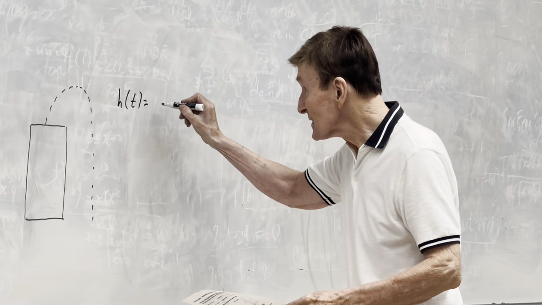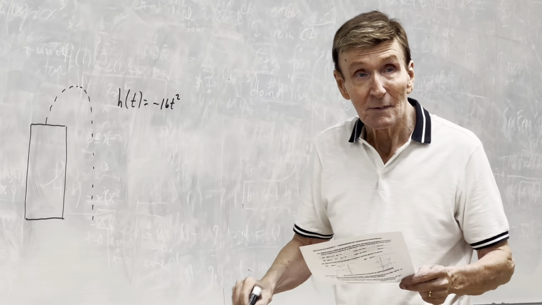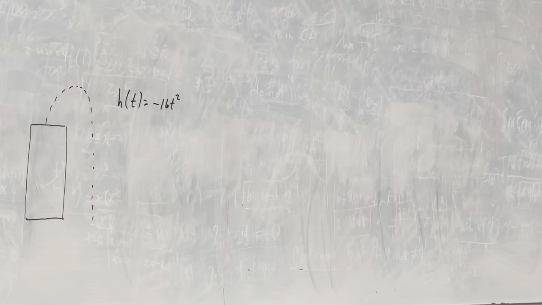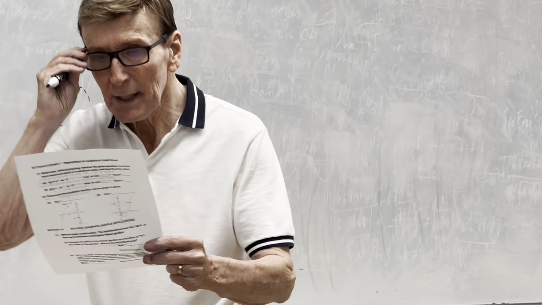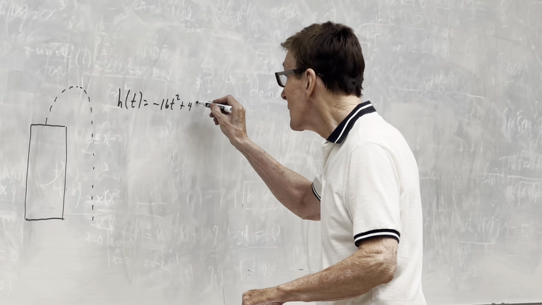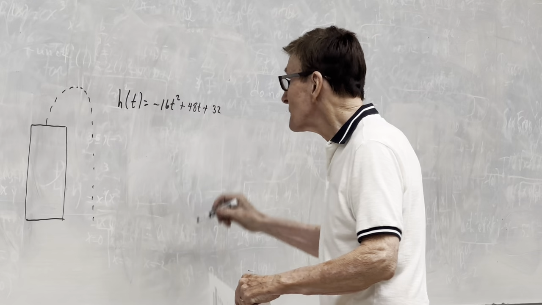And it started with a -16t squared. And what else did they name for that h? Besides -16t squared, what else was there? 48t plus 32. I've been waiting all night to get to this problem.